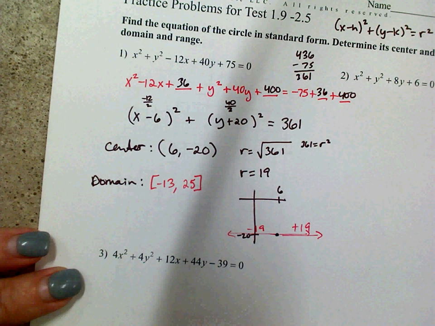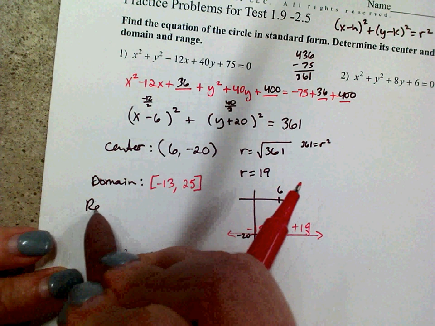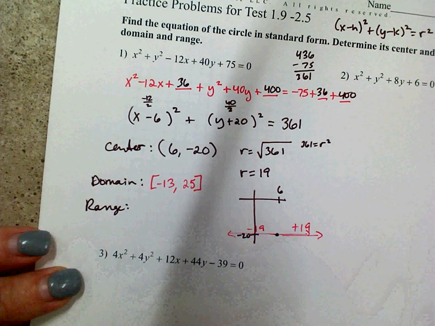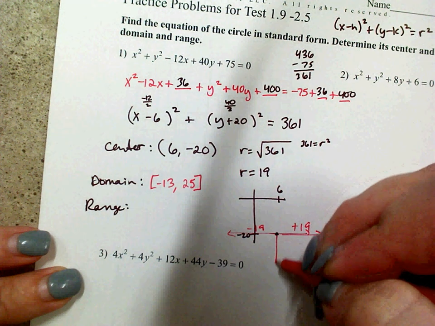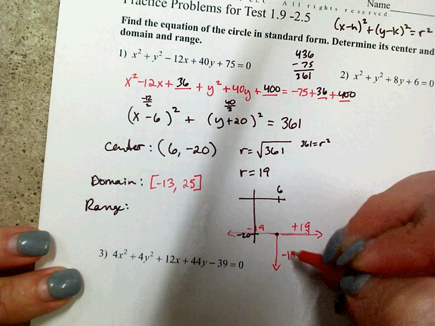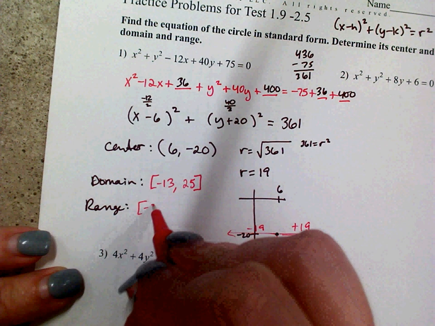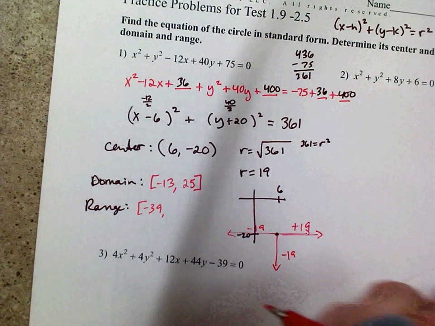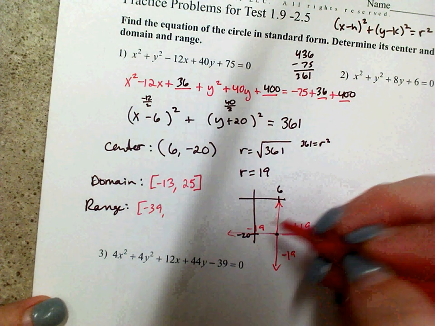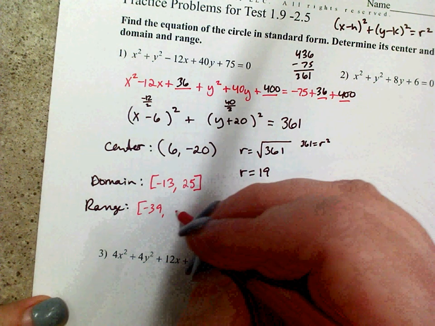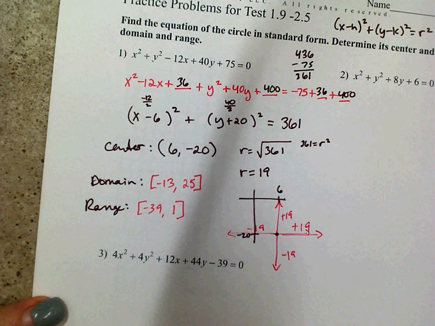All right. As far as range, that is up and down. So I'm going to go down 19 from negative 20, so that's negative 39. And then I'm going to go up 19 from negative 20, and that puts me at positive 1. And there's my domain and range.